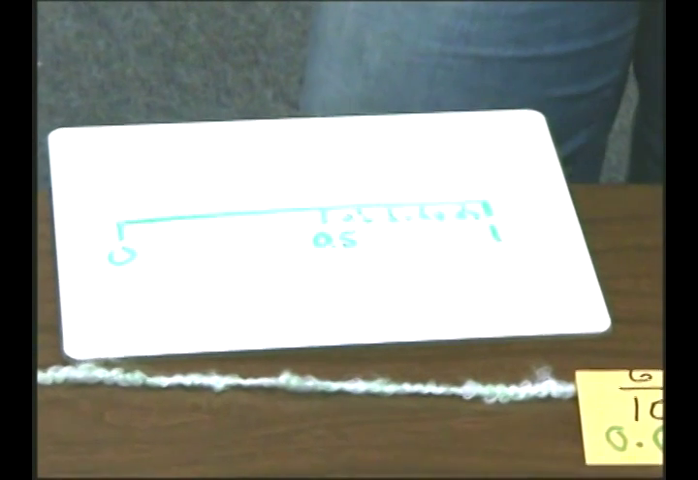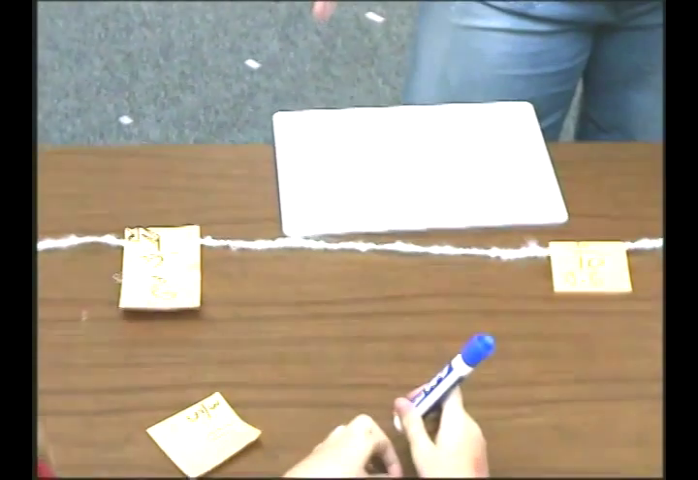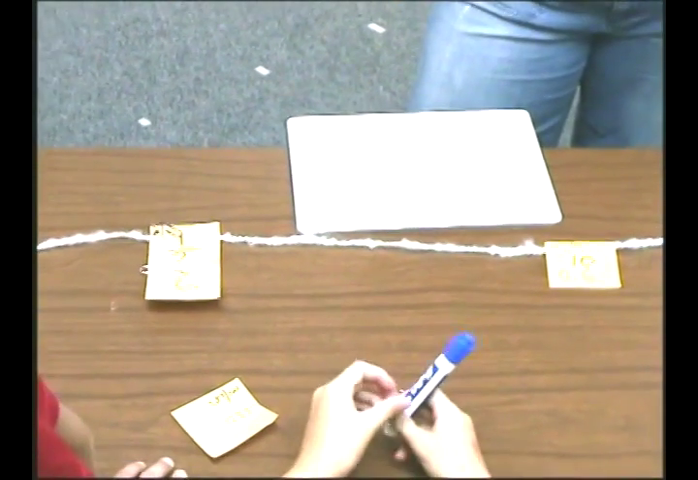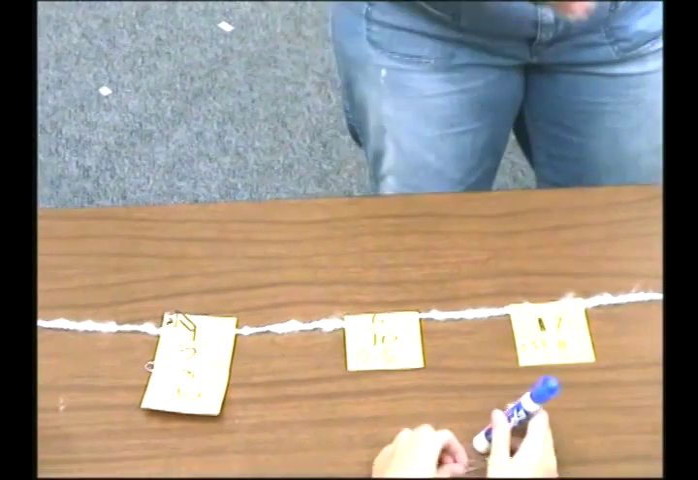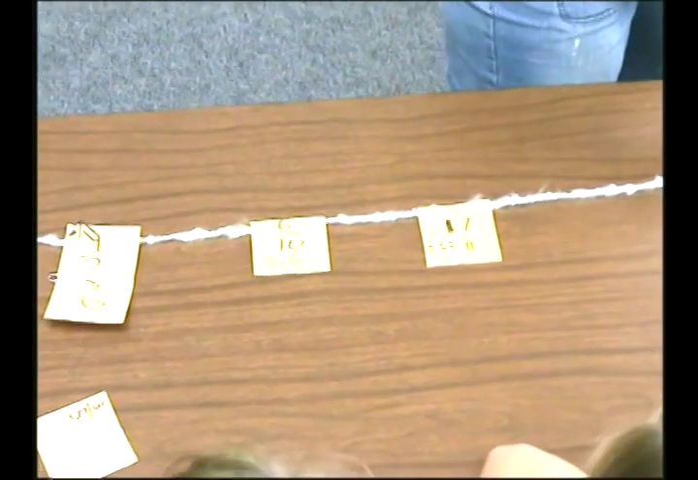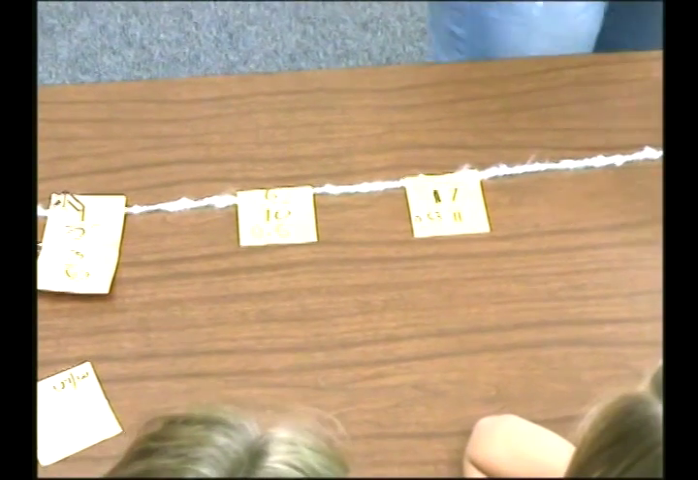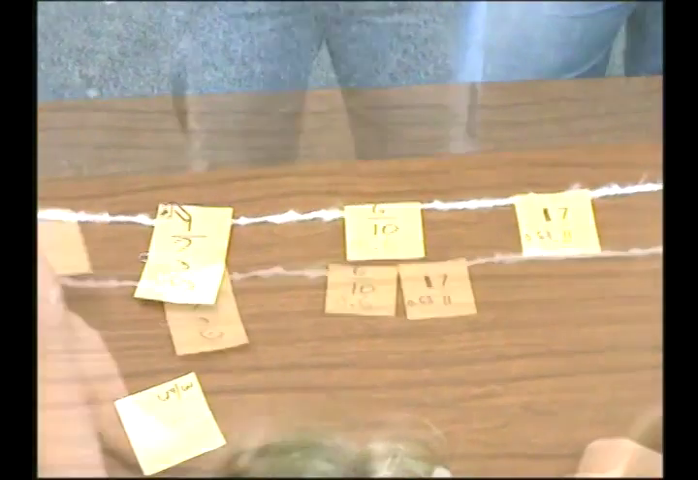So where would 0.6 be? Would it be closer to the 0.5 or closer to the 0.9 and the 1.0? Probably closer to the 0.5. So why don't we go ahead and fix those? So if this were 0.5, 0.6. Are they going to be the same distance apart? The whole 0.5, 0.6, 0.7, 0.8, 0.9. Probably not. So they need to be spaced evenly. Remember, a number line is like a ruler.